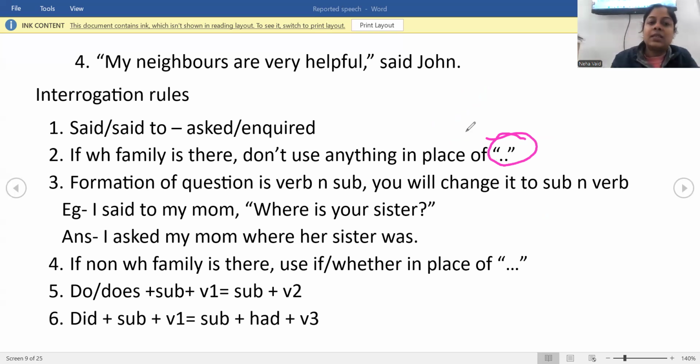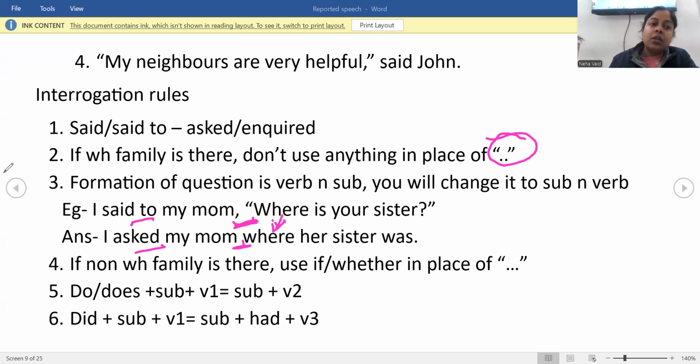For example, I said to my mom, "Where is your sister?" So here, while I'm removing these inverted commas, I'm not inserting anything. Your said to changes to asked. Inverted commas have not changed. Where is your sister? So where will remain where.